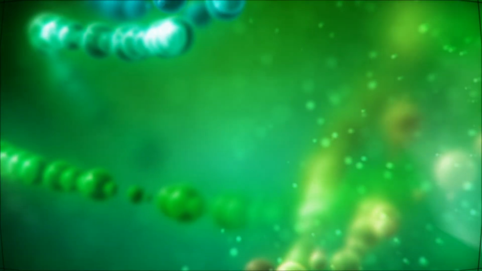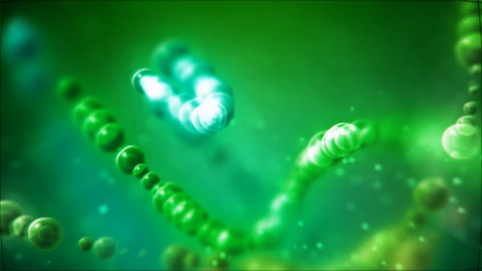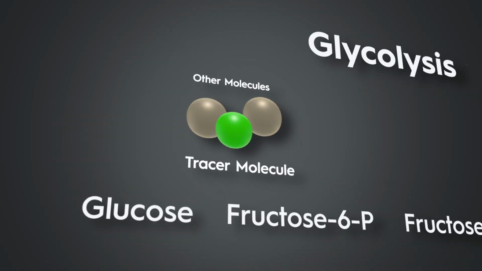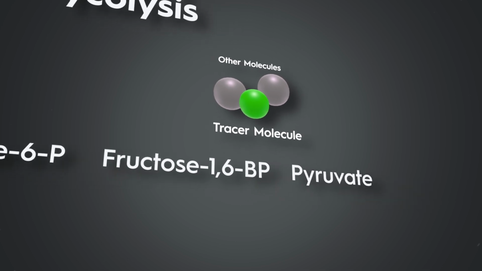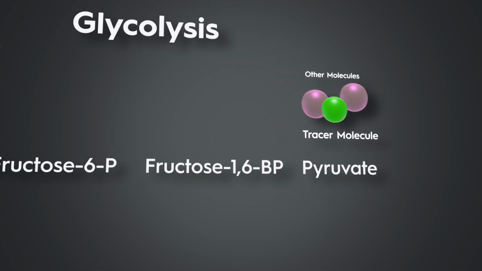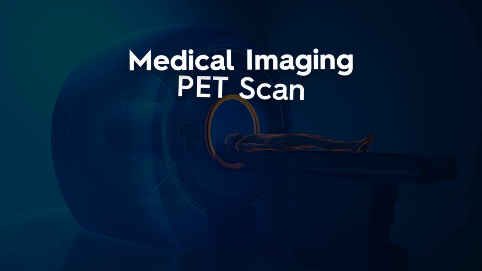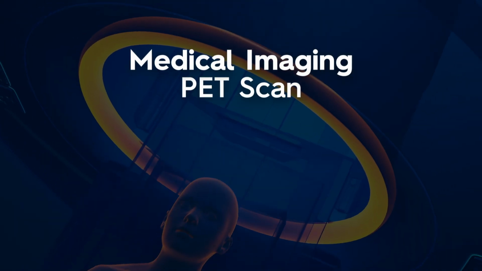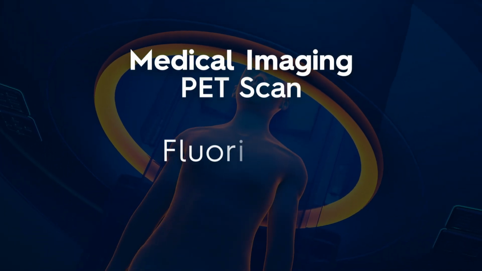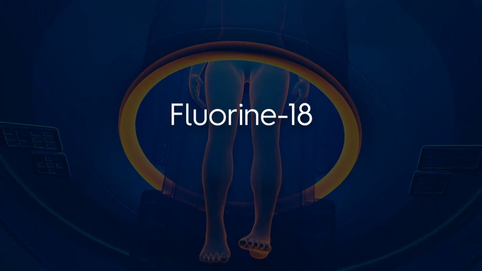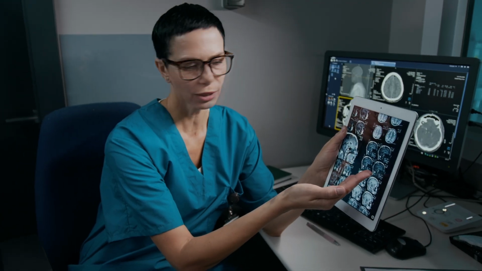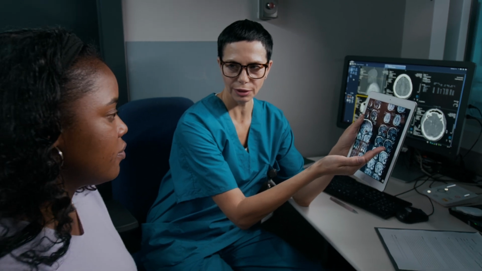With this tool in hand, researchers can watch molecules in action. For example, tracers reveal how glucose moves through metabolic pathways, showing how cells produce energy or hormones. One key application is medical imaging. In PET scans, patients receive a tracer such as fluorine-18, which accumulates in active tissues. As a result, doctors can see brain activity or detect cancer.